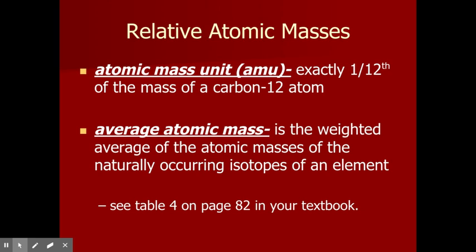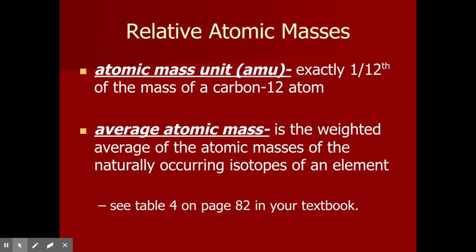So moving on, there are things called atomic masses, right? We label that as AMU, atomic mass units. It's exactly 1/12 of the mass of the carbon 12 atom. The carbon 12 is neutral. And then we have the average atomic mass, which is the weighted average of all the isotopes combined.